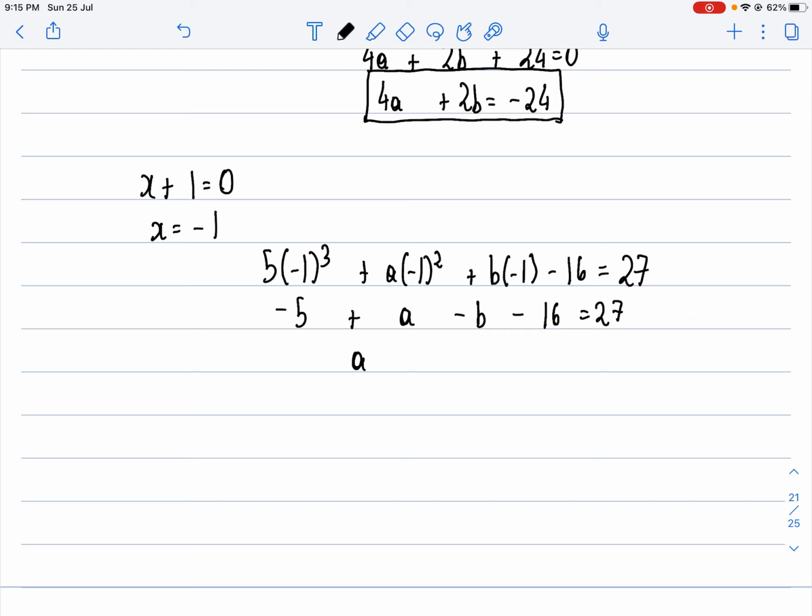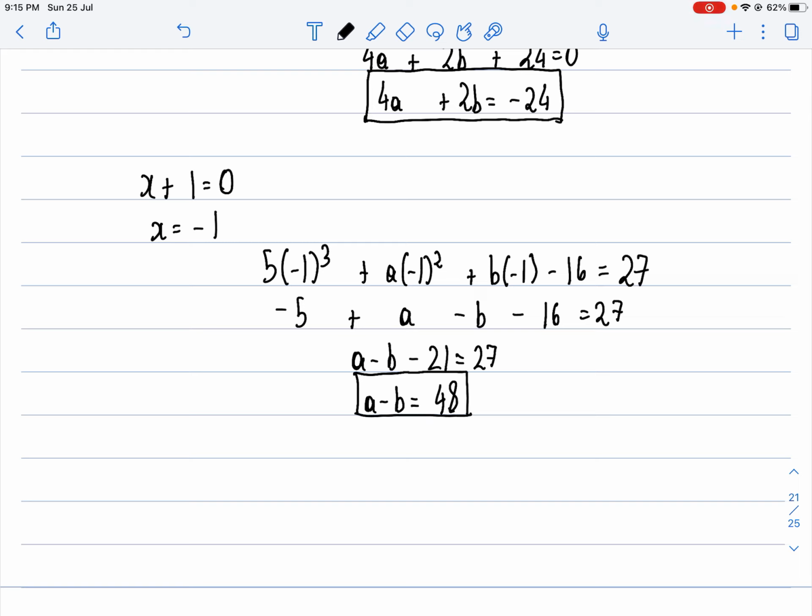So I can write this as a minus b minus 21, which is equal to 27. So I can write this as a minus b equals, when I take 21 to that side, I get 27 plus 21, which is basically 48. Correct? This is what I get.